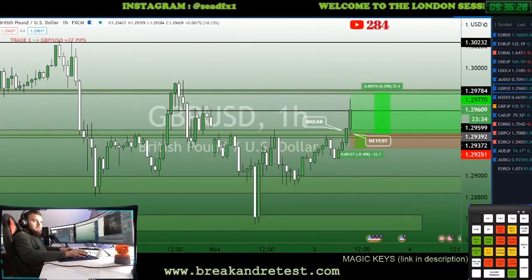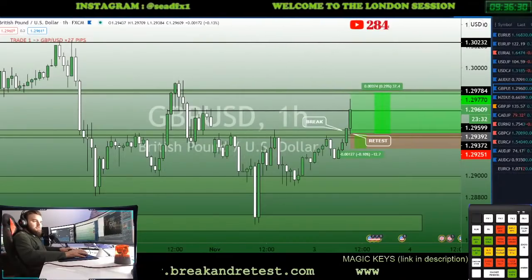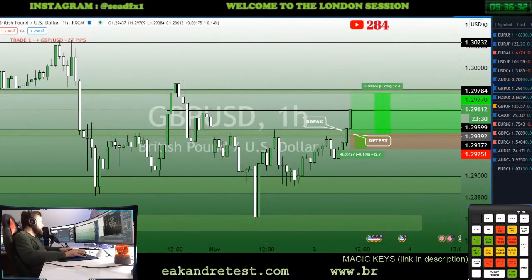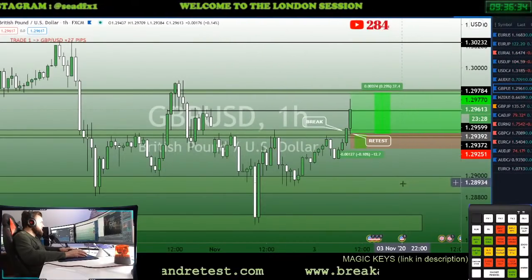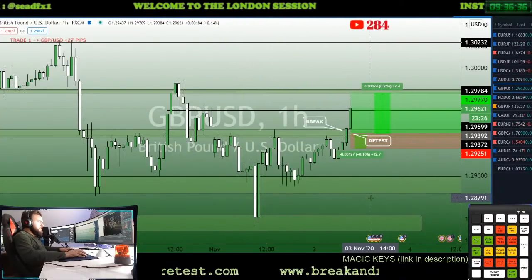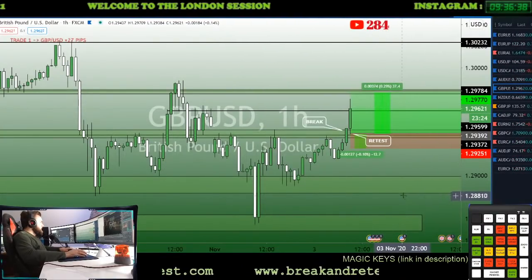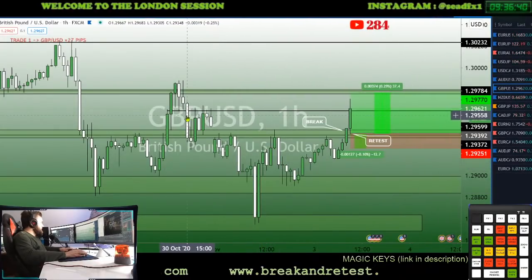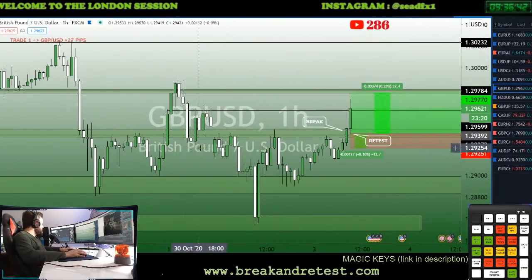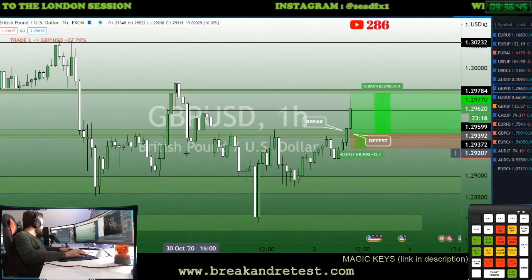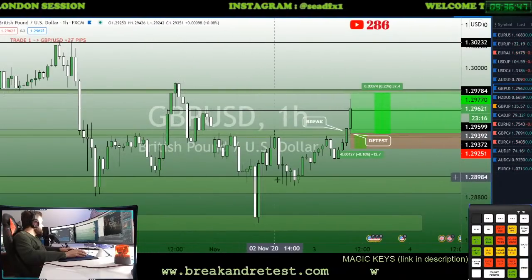I mean, it has started to become normal again, even though we're still in the middle of elections and Brexit and all this. But in the last 3, 4 days, we've had some nice setups.